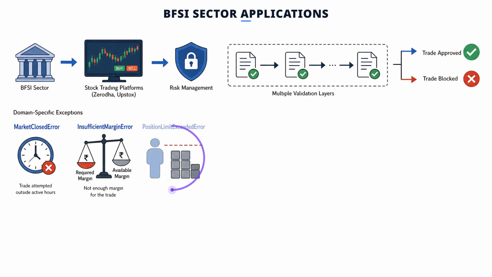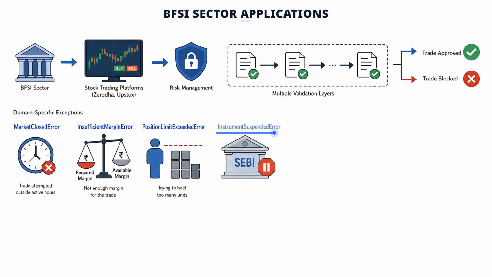Then we have the PositionLimitExceededError. This tracks when a trader tries to hold more units of a stock than they are legally allowed to. And crucially, the InstrumentSuspendedError identifies when trading on a specific stock has been entirely halted by regulators, such as SEBI. To make all of this manageable, these aren't just random standalone errors.